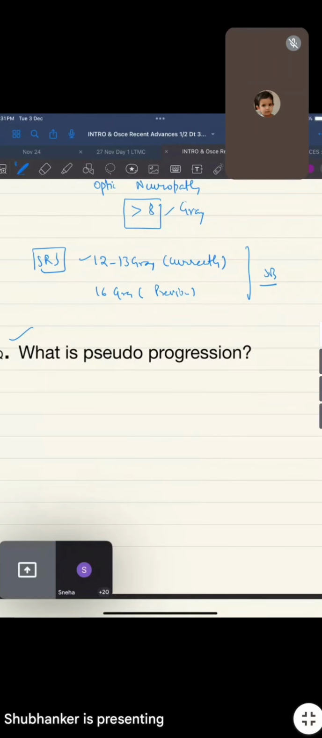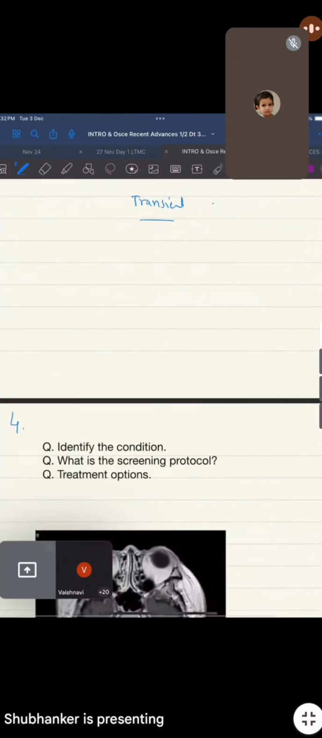So immediately after radiation, there will be an increase in the size of the tumor. Lovely, that is the answer. Following SRS, there is a transient enlargement. Pseudo means false. Progression means increase. So there is a transient enlargement. The two words you have to focus on: transient, then enlargement of the tumor followed by stability or decrease after the SRS. So you have answered it correctly, Doctor.